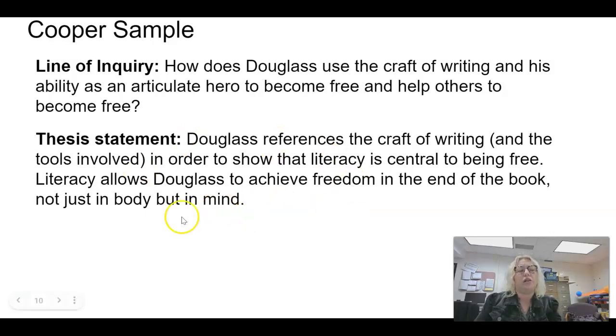And here's their answer that they wrote in the form of a thesis statement. Douglass references the craft of writing and the tools involved in order to show that literacy is central to being free. Literacy allows Douglass to achieve freedom in the end of the book, not just in body, but in mind.